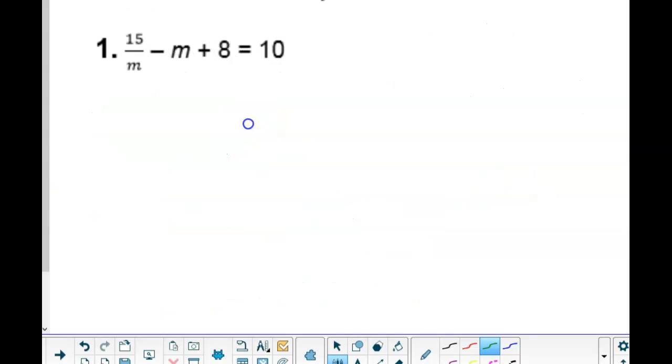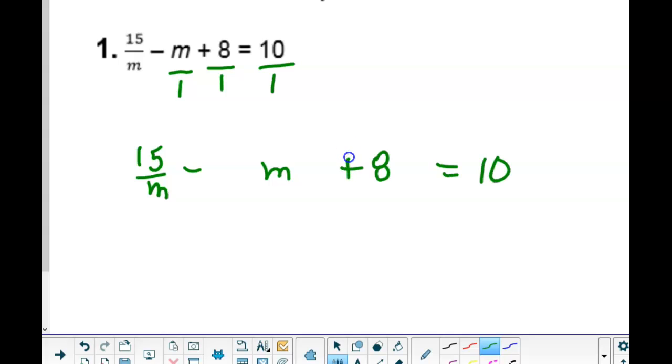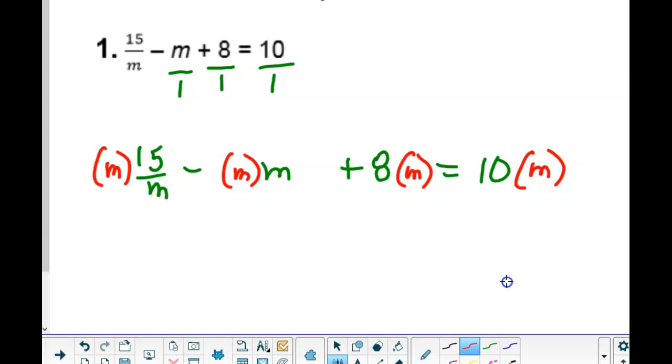We're going to do number 1 and beyond, hopefully. Okay. What is the common denominator here, guys? This is the easy peasy one. The only denominator is m, right? So we're going to multiply all the way through by an m. So I'm going to write 15 over m minus m plus 8 equals 10. And I'm going to multiply everything by an m. I probably should have moved the 8 over to the 10 or the 10 over to the 8 first, do you think? Would have been a good idea. Saved a little bit, but it's okay.